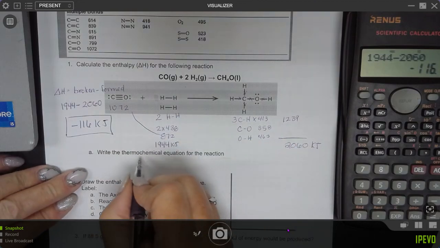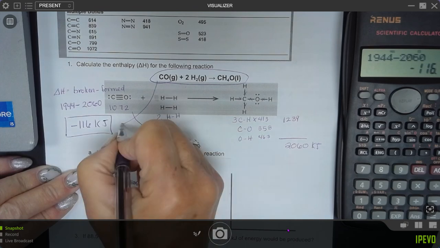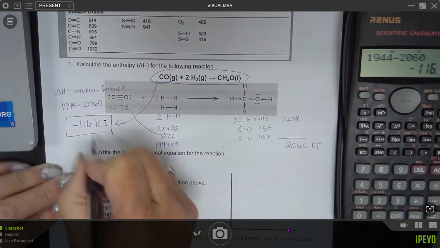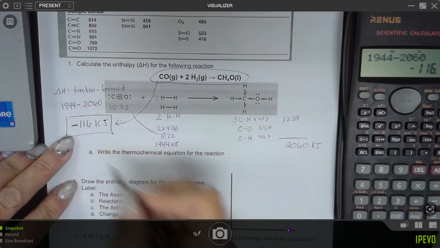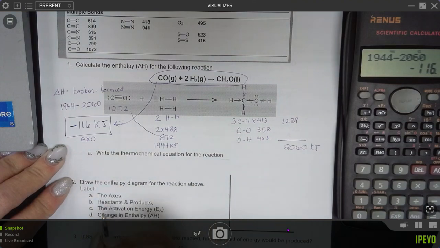Now this question, so many people miss this because we just haven't done it a lot. A thermochemical equation is just the chemical equation incorporating the energy. So if I were to rewrite this, first of all, I've got a negative energy, so that means that this is an exothermic reaction, and energy is going to go on the product side.